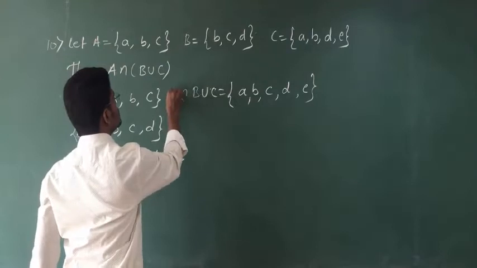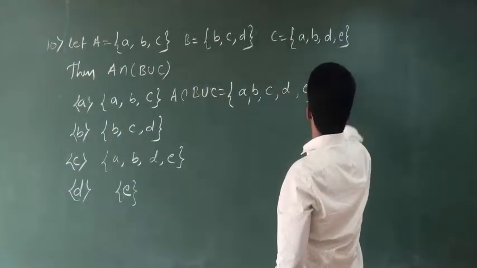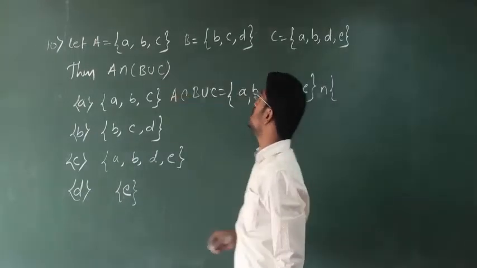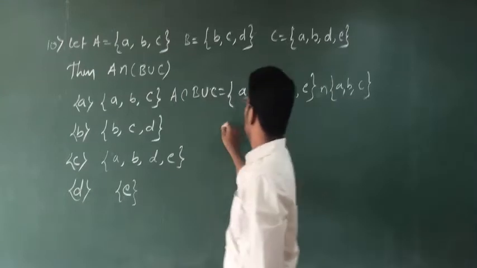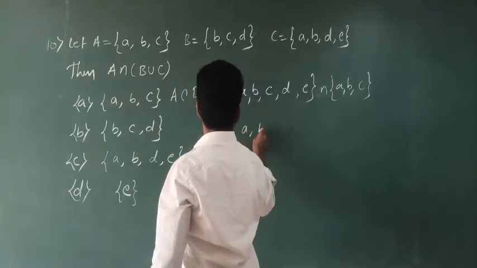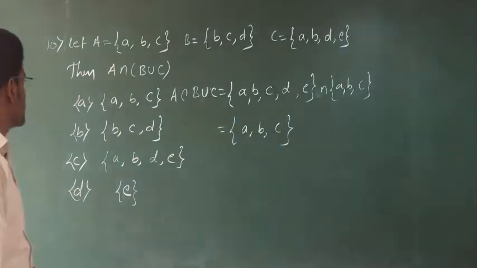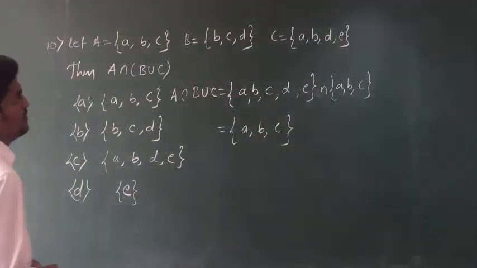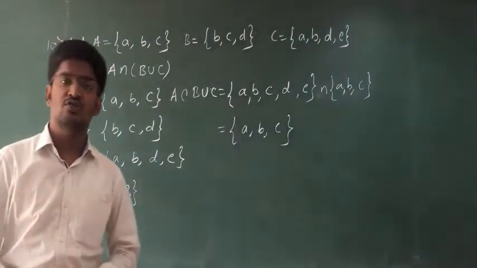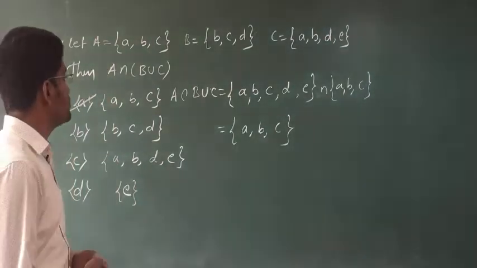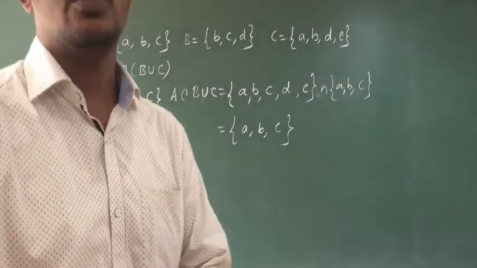Now intersection with A will be equal to, what is A? A, B, C. So output will be A, B, C. A very simple question. So the answer will be A, B, C. That is your option E. So in this type of questions, don't waste more time. Very simple question and bonus type of questions. Let us go to the next questions.